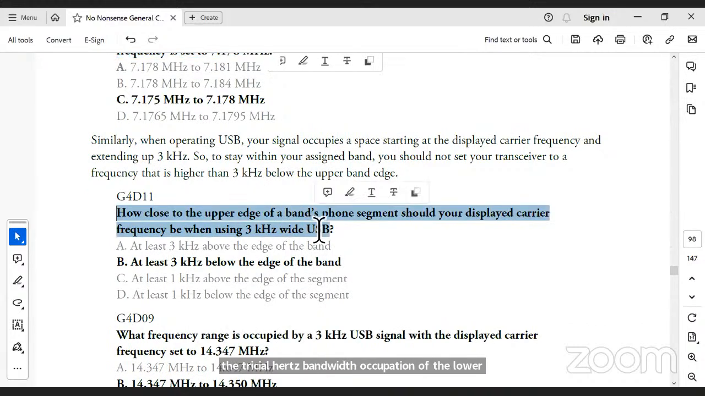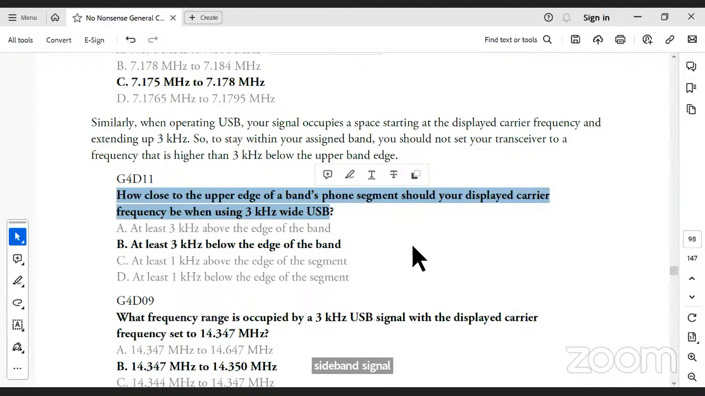All right, so we go into the upper side now. How close to the upper edge of a band's phone segment should your displayed carrier frequency be when using a 3 kHz wide USB? So let's dissect this question a little bit. What are they asking us? We are punching in our displayed carrier frequency on our radio, but we are using upper sideband, USB. And they want to know how close to the upper end could we actually punch that in?